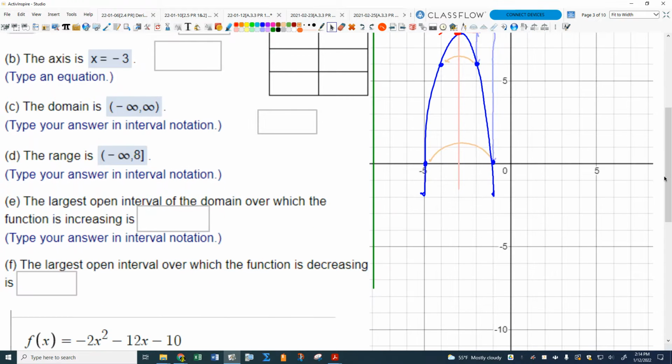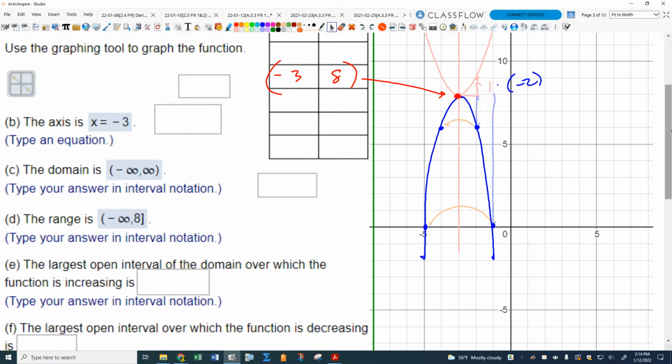Function is increasing on what interval? Everybody get that? Because it's opening down, the function is increasing on the left of the parabola and decreasing on the right of the axis, right? So that would mean it's increasing for all values less than 8, or sorry, I said 8. What did I do wrong? I picked the y value, right? What do I want to pick? The x value, of course, right?